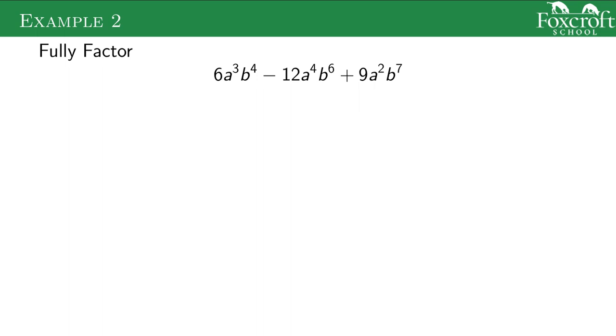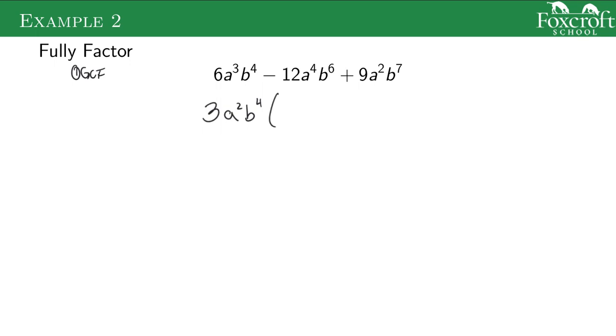In this problem, again, our first step is always finding the GCF and seeing if we can pull something out. We look at the numbers and the variables separately. We have 6, 12, and 9. The biggest number that divides all those is 3. We have a cubed, a to the 4th, and a squared. I generally pick the lowest power, in this case a squared, because they all share that many a's. Then b to the 4th, b to the 6th, b to the 7th. The lowest one is b to the 4th. Again, it guarantees they all share that many b's.